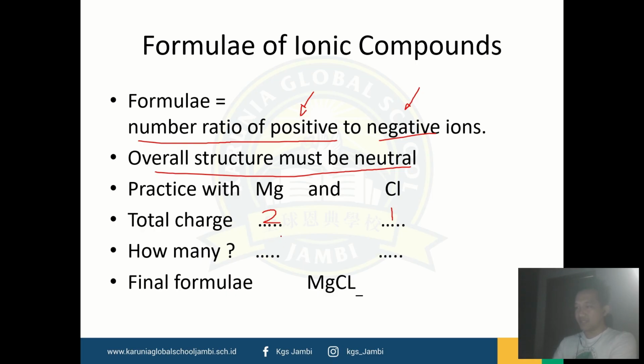So how many are needed? Let's keep magnesium at 1, and let's make the valency of chlorine equal to magnesium. So we need 2 chlorine. 2 multiplied with 1 is 2, 1 multiplied with 2 is also 2. That means we need 2 chlorine: MgCl2.